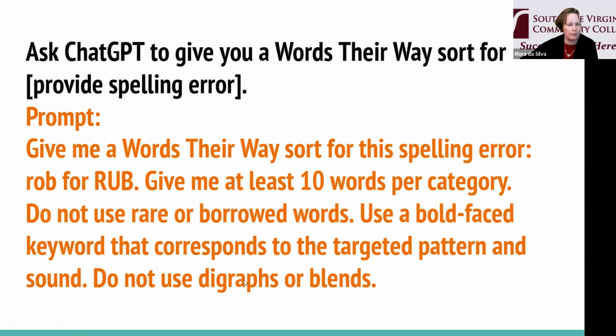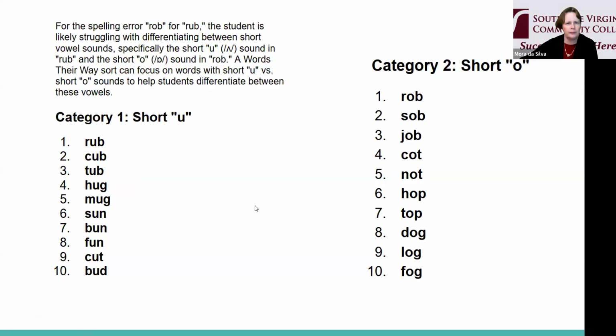So you have to decide whether you want to use all of this prompt. Maybe you do want digraphs or blends. That's really up to where the student is at, or your group of students. So this is what I got. It gave me a lovely explanation about what is happening with this student, and it gave me category 1, short U words, and category 2, short O words. So it figured out what was happening.